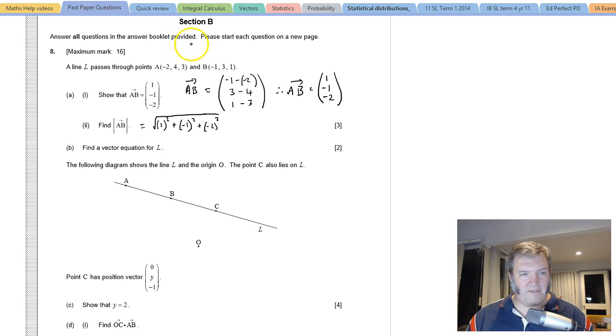squared. I know it says here, please answer all questions in the answer booklet provided. I want you to be able to see the question, so we're just going to deal with it. You will, of course, do it in your answer booklet. But here we go, therefore, the magnitude of AB. Quick calculation here, that's 1, and that's 4. That's root 6.